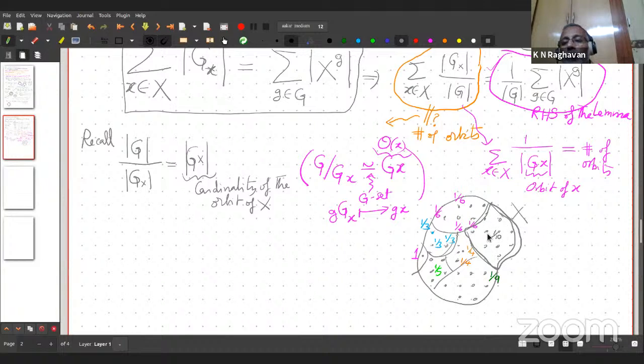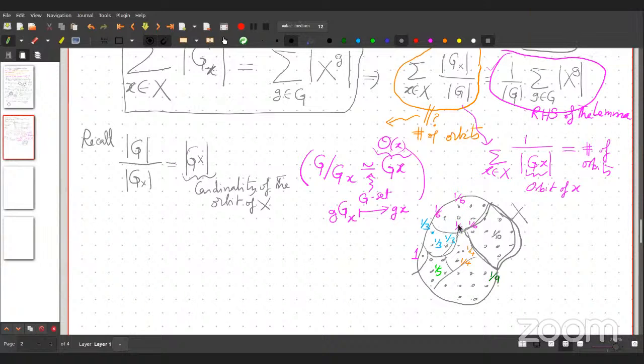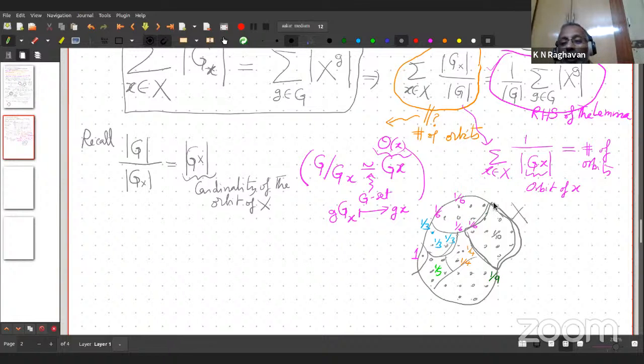1, 2, 3, 4, 5, 6, 7, 8, 9, 10. And each point comes with weight 1 over 10. So when I sum this, what do I get? 1. Okay, very good. When I sum all of these, what do I get? No, not 7. It's 1. So all these sum to 1.